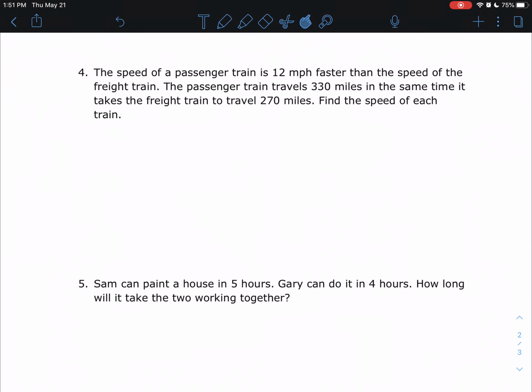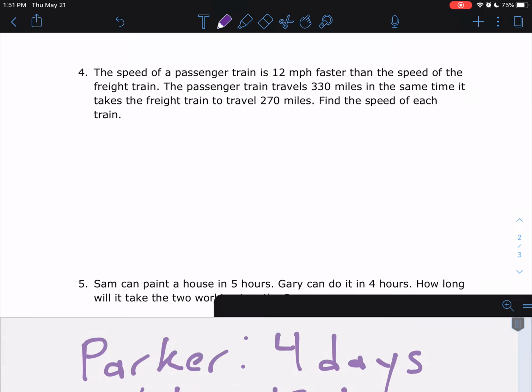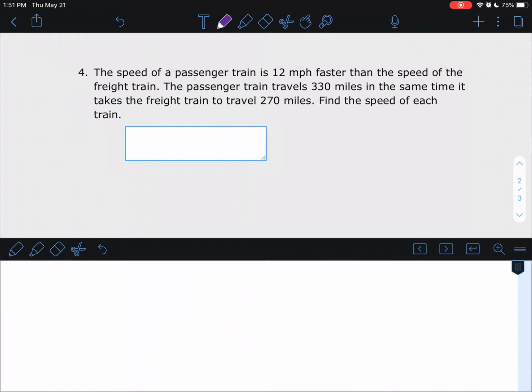Ooh, and number 4, I want to do this one together because this one is a bit different. This one is different from all the rest on this sheet, but it is still a rational equation.